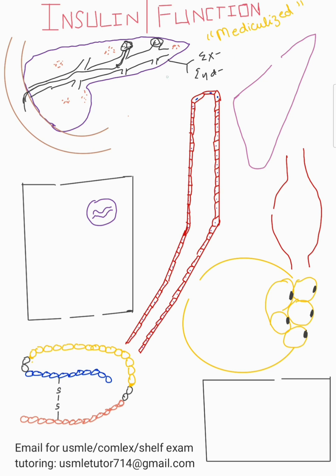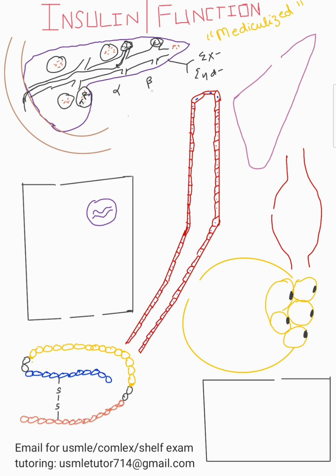These are the islets of Langerhans cells. Remember, these represent only 1% of the pancreas. 99% is exocrine or acini. Now we have the islets of Langerhans cells here, and in the center we have the beta cells, and then we also have the alpha cells. These are the two most important cells in the pancreas.